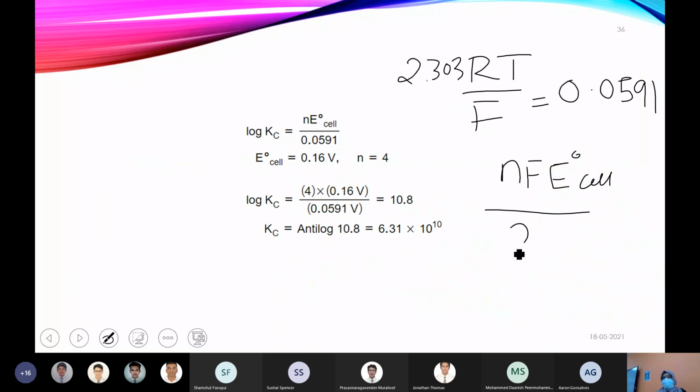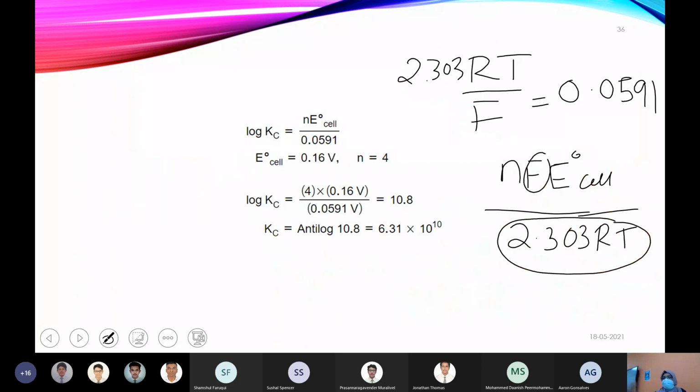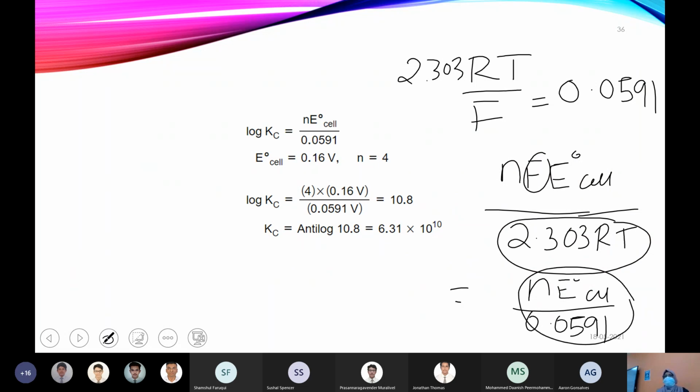divided by 2.303 RT, we know that 2.303 RT by F is 0.0591. So it's just the reverse. That means it will be nE0 cell divided by 0.0591. Even if you don't do it, you will still get the same answer. The only thing is that you have to sit and calculate everything.